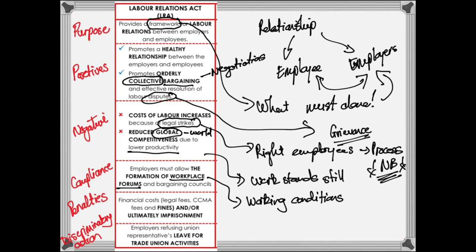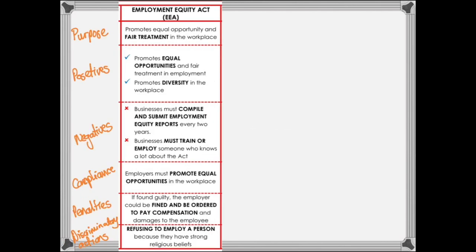Then the financial costs are very hefty fines when it comes to improper implementation of the Labour Relations Act. So there are fines from the CCMA, the Commission for Conciliation, Mediation and Arbitration, and then discriminatory actions means the employer does not grant the employees union representation. So that means they don't allow unions on the premises or to exist there.